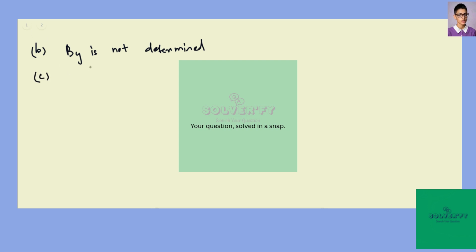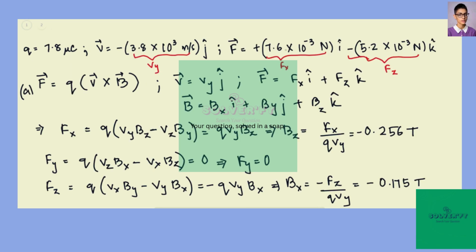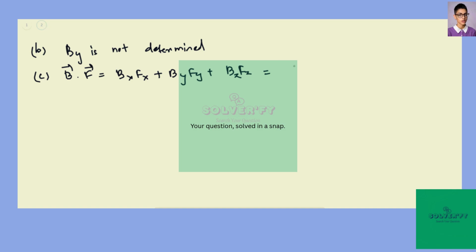Now for part C, the dot product of the magnetic field and the force is going to be equal to Bx Fx plus Bz Fz. So this is basically the scalar product. So we will arrive at this result. We use all the values that we found over here and the information that's given, and we find this value to be equal to 0. So this means that the dot product of both these vectors, B and F, is equal to 0.